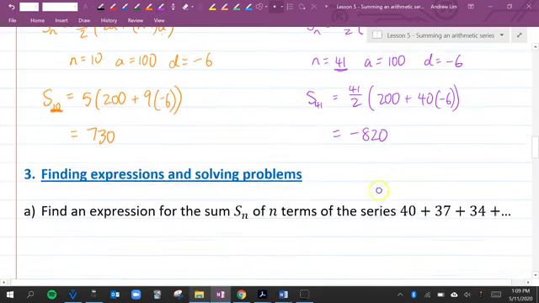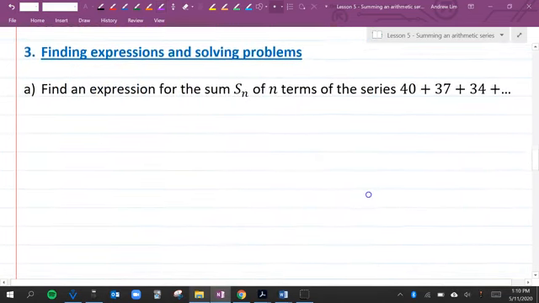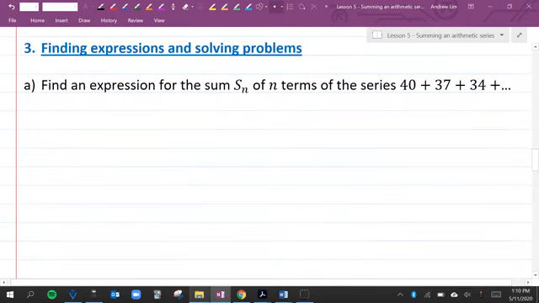Alright, let's have a look at how to find expressions and solve problems that are related to this. Find an expression for the sum, S sub n, of n terms of the series 40 plus 37 plus 34 plus etc. So because it says sum, I know I need to think about the formula. So I'm going to write down a formula.